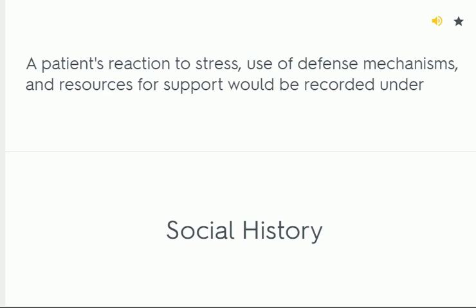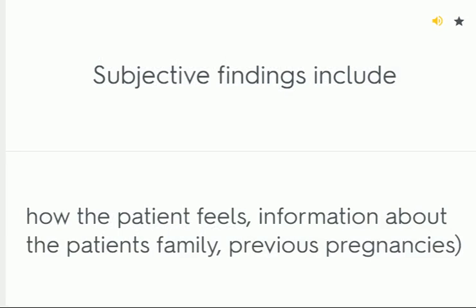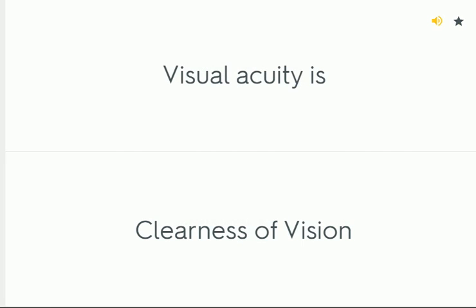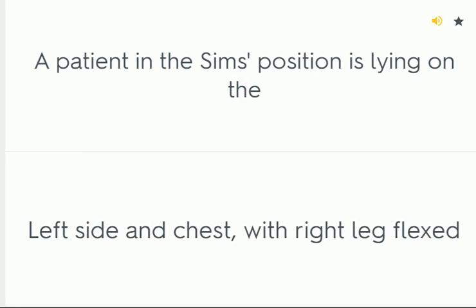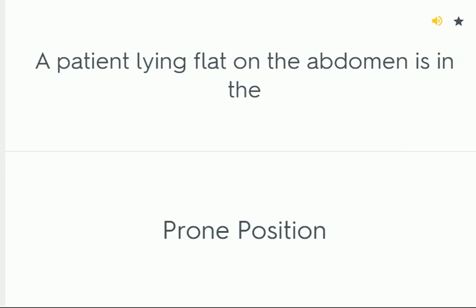A patient's reaction to stress, use of defense mechanisms, and resources for support would be recorded under social history. Subjective findings include how the patient feels, information about the patient's family, previous pregnancies. Visual acuity is clearness of vision. The purpose of a proctoscopy is to examine the rectum. A patient in the Sims position is lying on the left side and chest with right leg flexed. A patient lying flat on the abdomen is in the prone position.